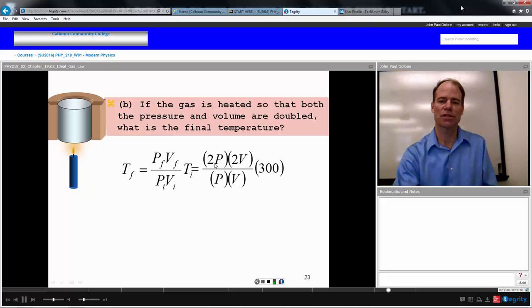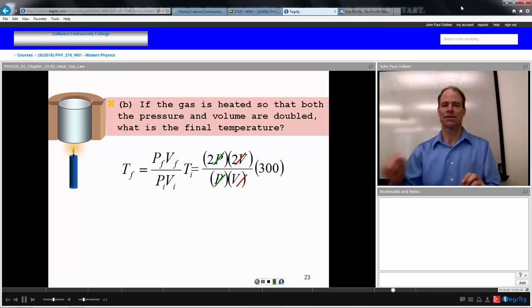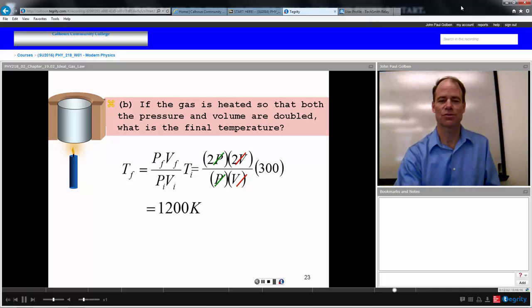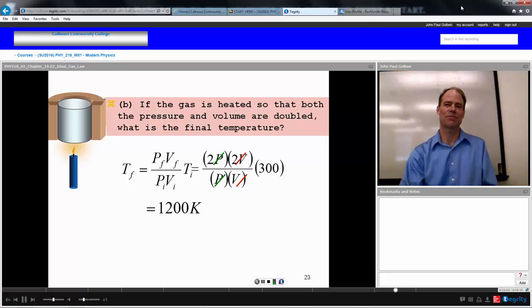We've increased the pressure to twice as much. The P's cancel out. We've increased the volume to twice as much. The V's cancel out. So we have 2 times 2 times 300, or 1200 Kelvin. So that'll be our final temperature.